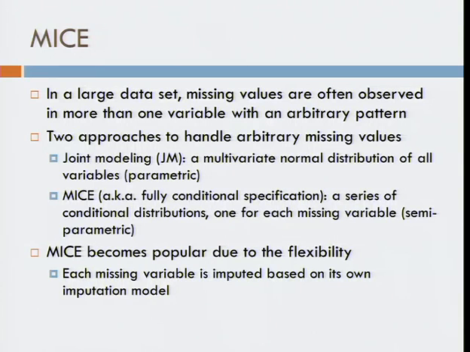Next is about MICE. In a large data set, we often observe missing values in more than one variable with arbitrary patterns. We have two general approaches to handle multivariate missing patterns, joint modeling and MICE. In joint modeling, we assume a multivariate normal distribution of all variables in the data sets. Whereas MICE, also known as fully conditional specification, assumes a series of conditional distributions, one for each missing variable. MICE became popular due to its flexibility, meaning that we impute each missing variable based on its own imputation model.